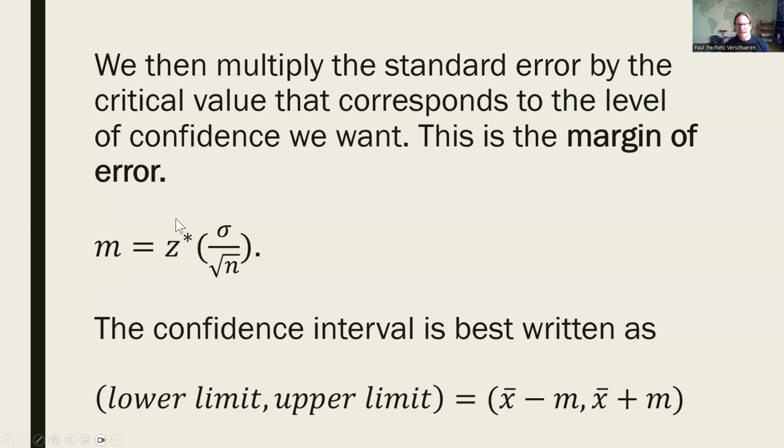So this is the same setup: confidence multiplier times standard error. It's just a different equation for standard error because we're using quantitative variables. So again, this is very similar to the last one. Lower limit to upper limit would be your sample mean minus the margin of error, and the upper limit would be the sample mean plus the margin of error.